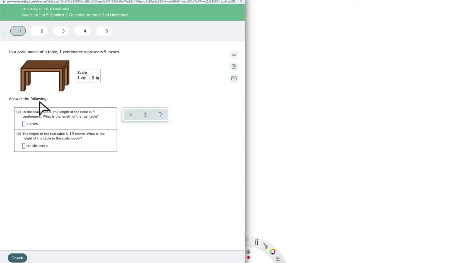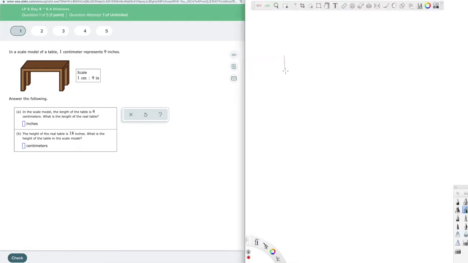And it says down here in the scale model, the length of the table is 4 centimeters. What is the length of the real table? So I'm going to be very silly here, and I have a table.